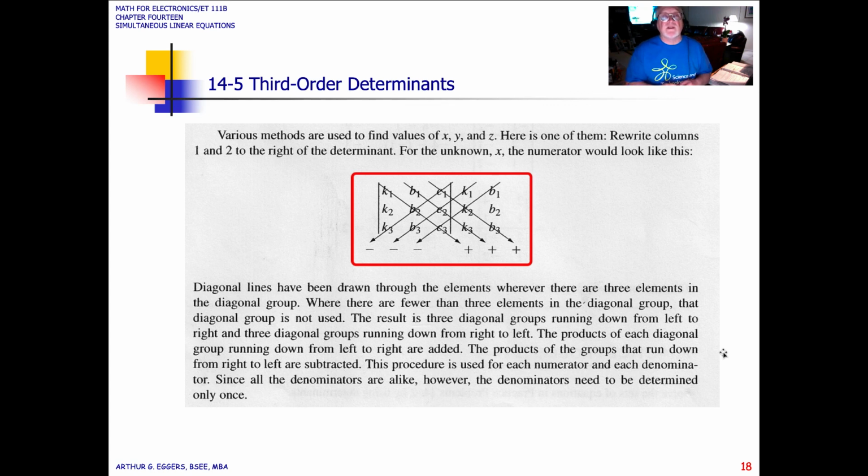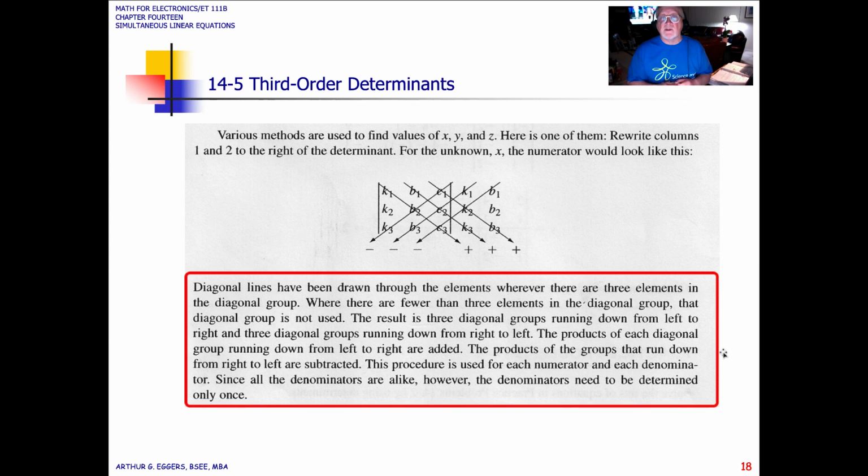So various methods are used to find values x, y, and z. Here's one of them. Rewrite the columns 1 and 2 to the right of the determinant. For the unknown x, the numerator then would look like this. The diagonal lines have been drawn through the elements whenever there are 3 elements in the diagonal group. Where there are fewer than 3 elements in the diagonal group, that diagonal group is not used.